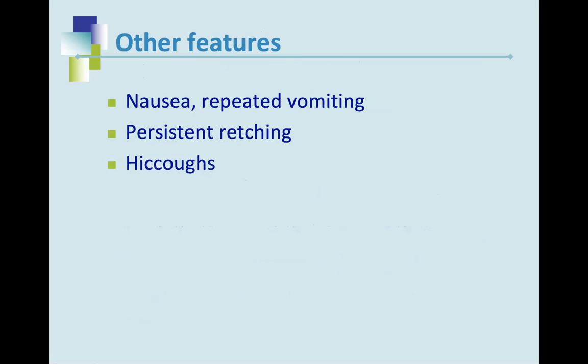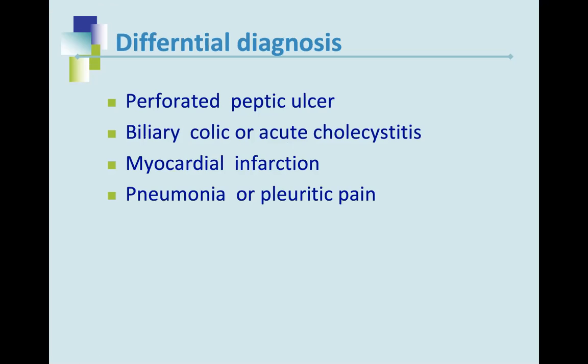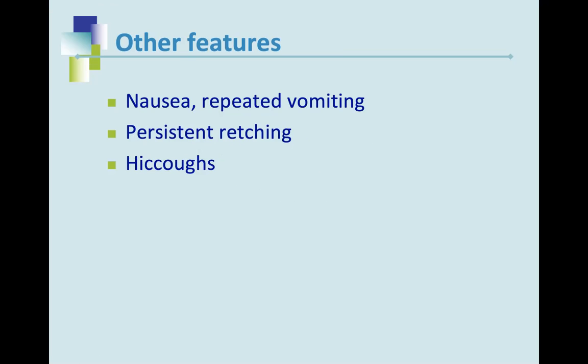Now you also ask for other features. What other features are there? There may be nausea, repeated vomiting, persistent retching, hiccup, and history of fever. One more thing which you ask in this history is whether the patient has undergone some surgical procedures like ERCP or any cardiac surgery, which we have discussed in the causes of pancreatitis. So this is how you will address the first part of the question of the scenario which I have given in the initial slides.